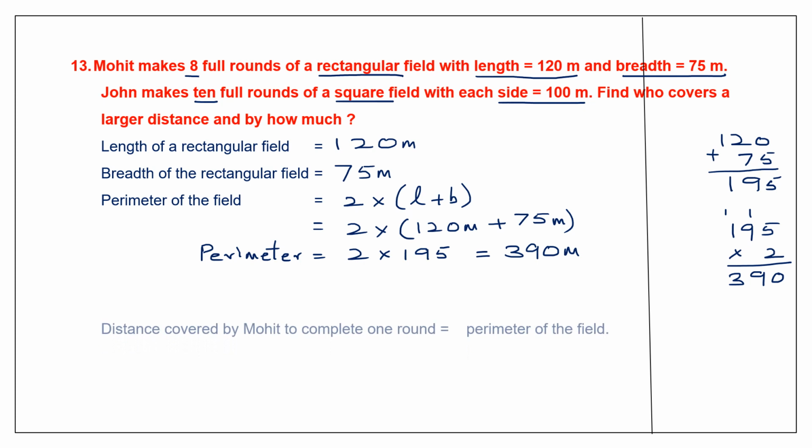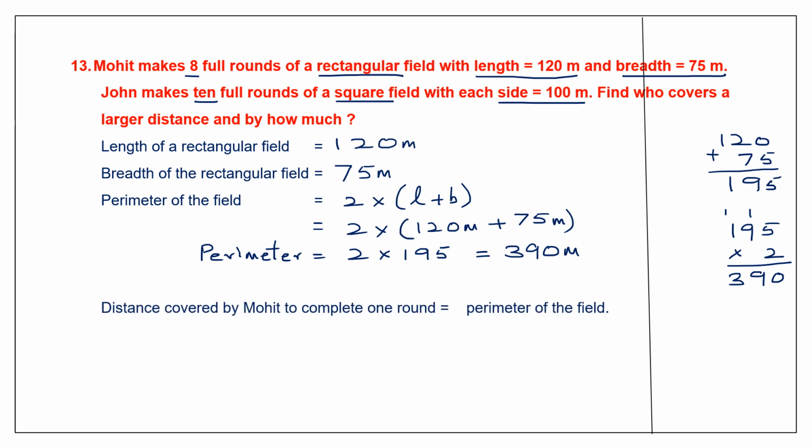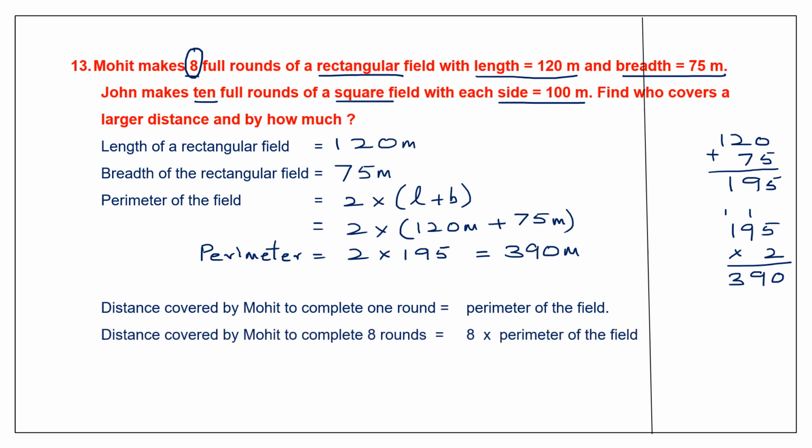So that means the distance covered by Mohit to complete one round is the perimeter of the field. So here we are talking about Mohit covering 8 full rounds. So he takes 8 full rounds. So distance covered by Mohit to complete 8 rounds will be 8 into perimeter. So that is 8 into the perimeter is 390 meters.